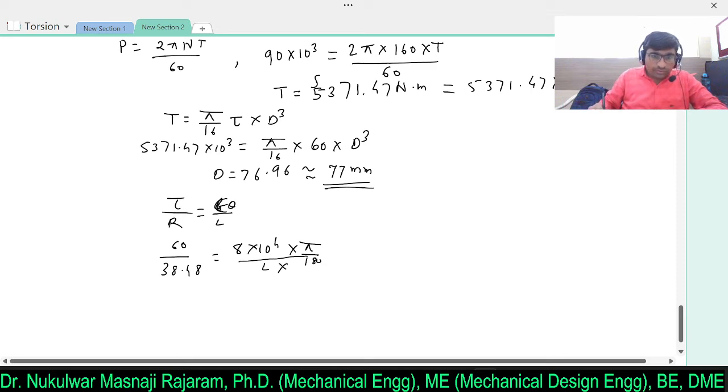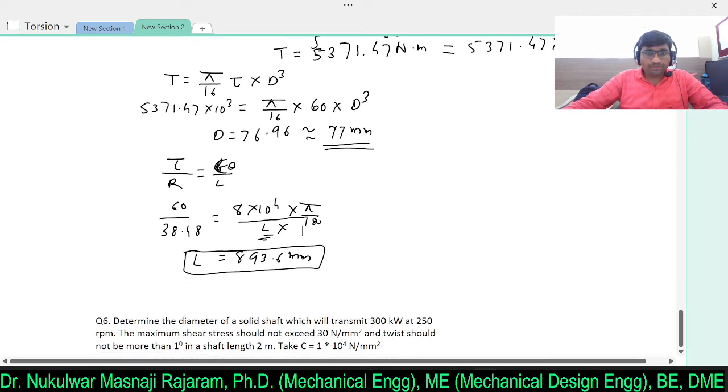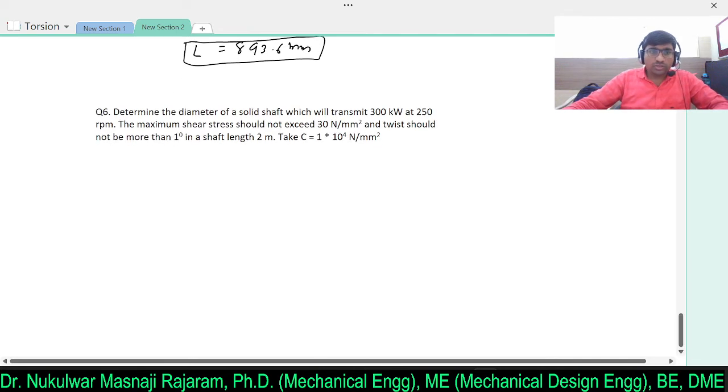So from this we can evaluate the length, that will be equal to 893.6 mm. Clear? So this was a very simple numerical you must understand. Now let's see the next numerical.